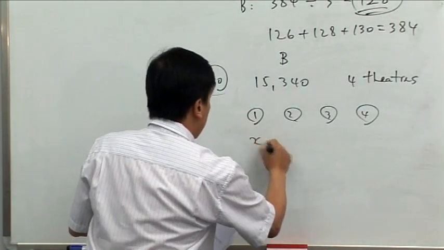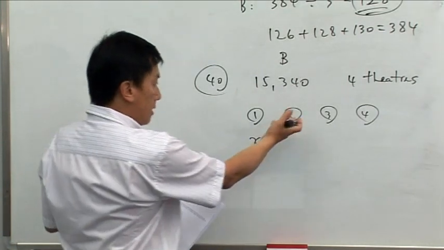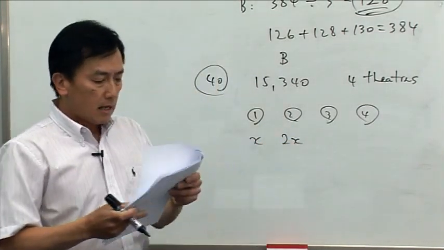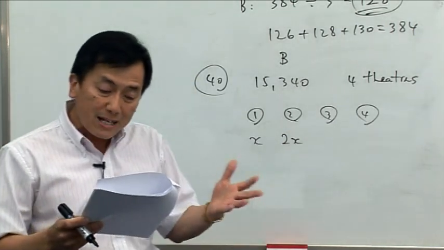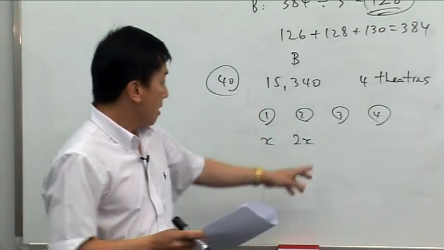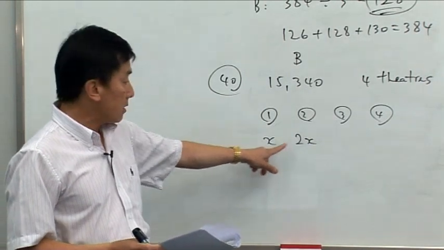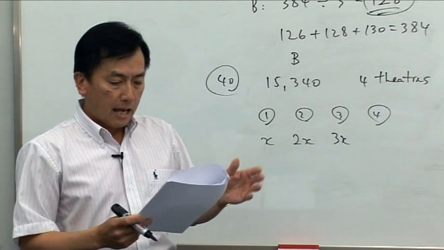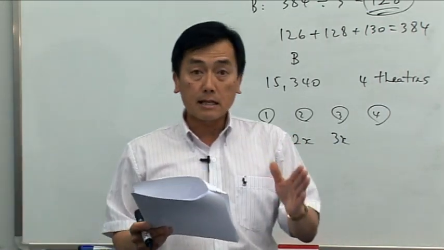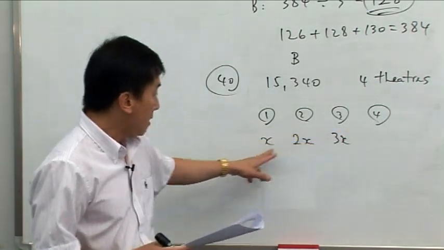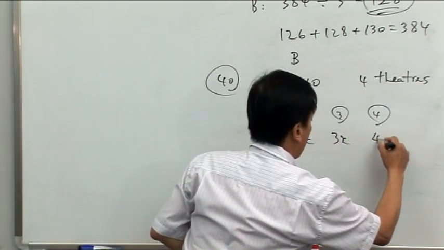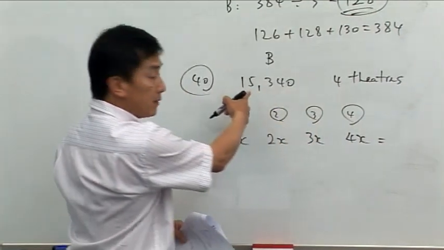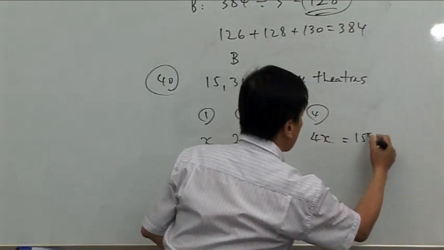Now, Theatre 2 has twice as many seats as Theatre 1. So if Theatre 1 is x number of seats, Theatre 2 has twice as many, so that's going to be 2 times x. Now, Theatre 3 has thrice, or 3 times, the amount of seats as Theatre 1. So that's going to be 3x. And Theatre 4 has 4 times the amount of seats as Theatre 1. So that's 4x. Now we know that the total is going to add up to 15,340.